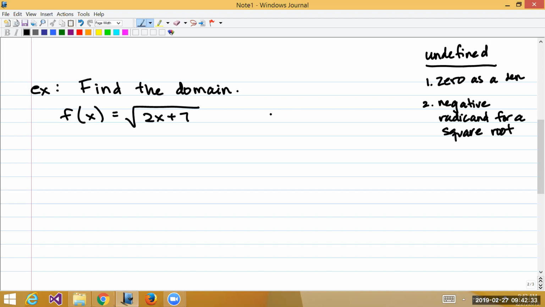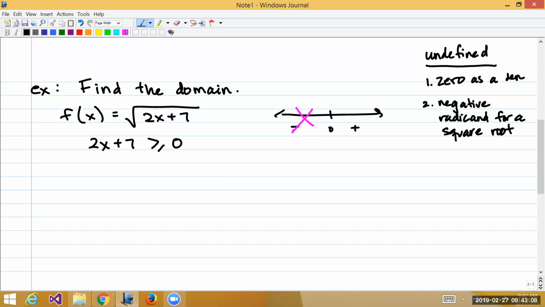Let's quickly look at a number line. We're going to break this number line into 3 parts: we have the negatives, we have 0, and we have positives. If it cannot be a negative, then what can this entire radicand be? It can be either 0 or a positive number. So let's set that up as an inequality. 2x plus 7 can either equal 0 or be a positive number, which means it's greater than or equal to 0.